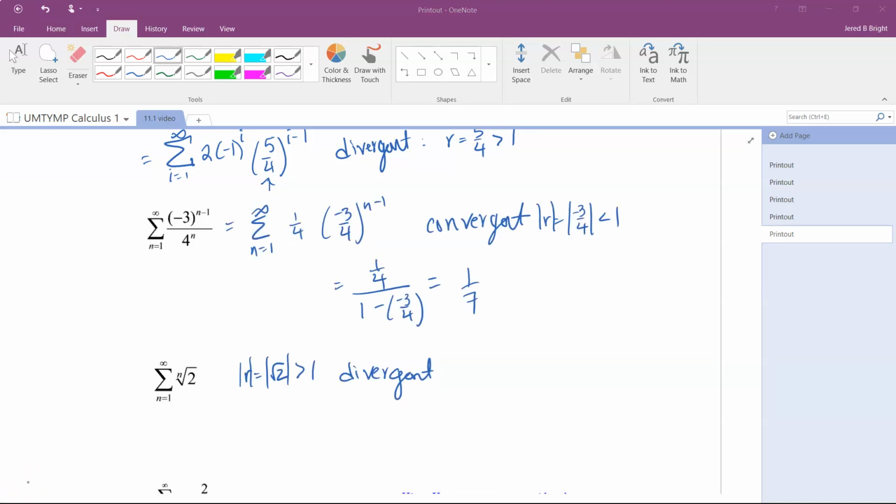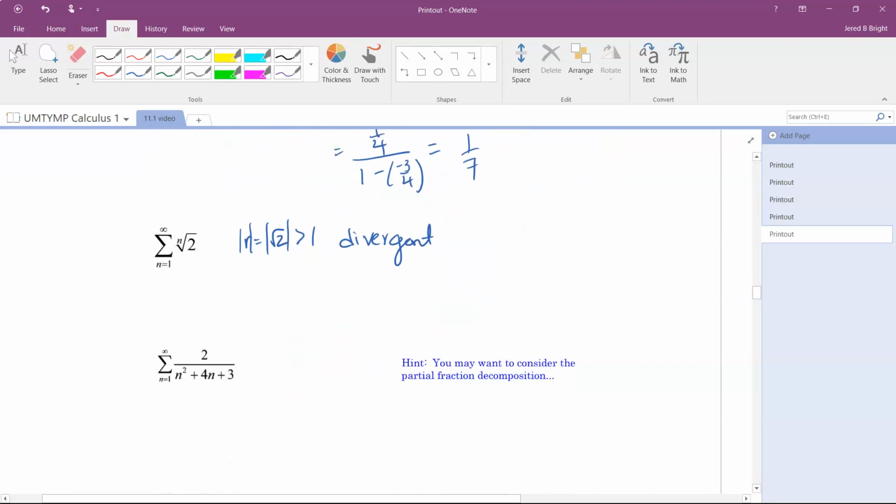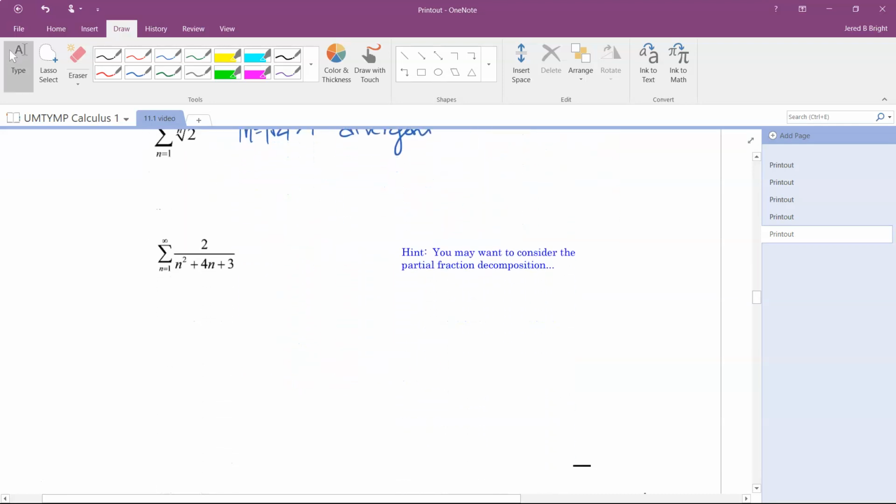And here's what I got. So in the first one, you have to do a little bit of separating so that you have the same exponent. So if you factor 4 to the n as 4 times 4 to the n minus 1, then you can write it as this, which then means it's a convergent series because the common ratio is -3/4. And you get 1/7 as a result. This one, really, we're just saying that r is √2, and √2 is 1.4-ish, which is bigger than 1, so it's divergent.